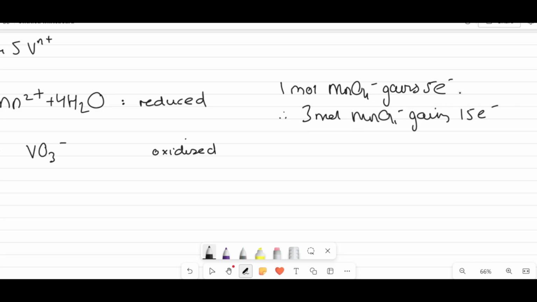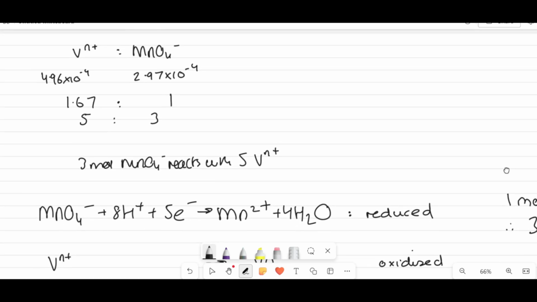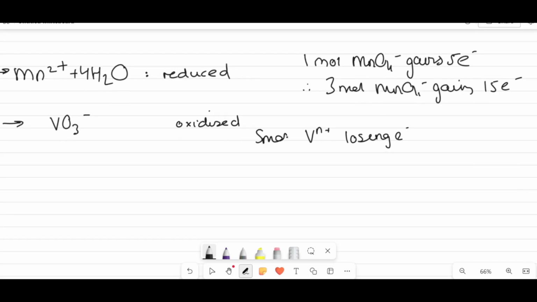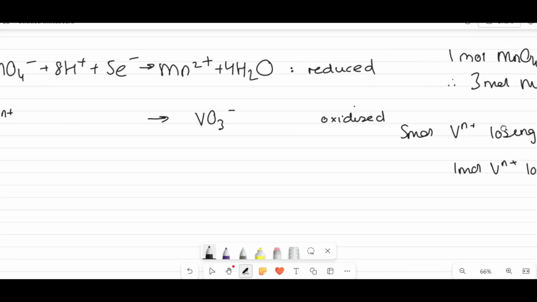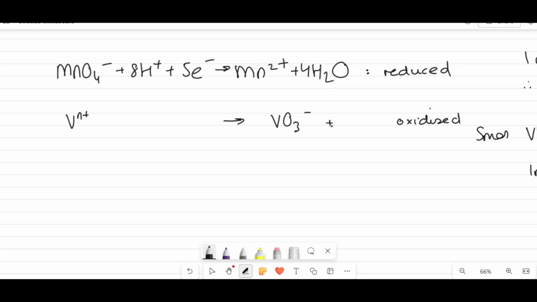Now, pause. So we figured this part out. We know that the Vn+ is losing electrons. How many moles of these did we use? We used 5 moles of Vn+. So we know that 5 moles of Vn+ must have given however many electrons MnO4- needed, right? Which is 15. So the Vn+ must have lost 15 electrons, or else this reaction wouldn't happen. So if 5 moles of Vn+ lost 15 electrons, then 1 mole of Vn+ must have lost how many? 3 electrons, right? Now you know that at the bare minimum, we can now add 3 electrons to this side.